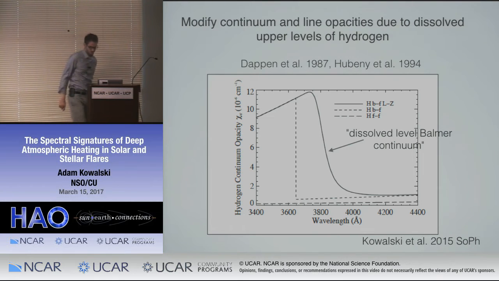RADYN does not include this, so we use the RH code to model this. We put this dissolved level continuum opacity into the RH code and a hydrogen atom with many levels.